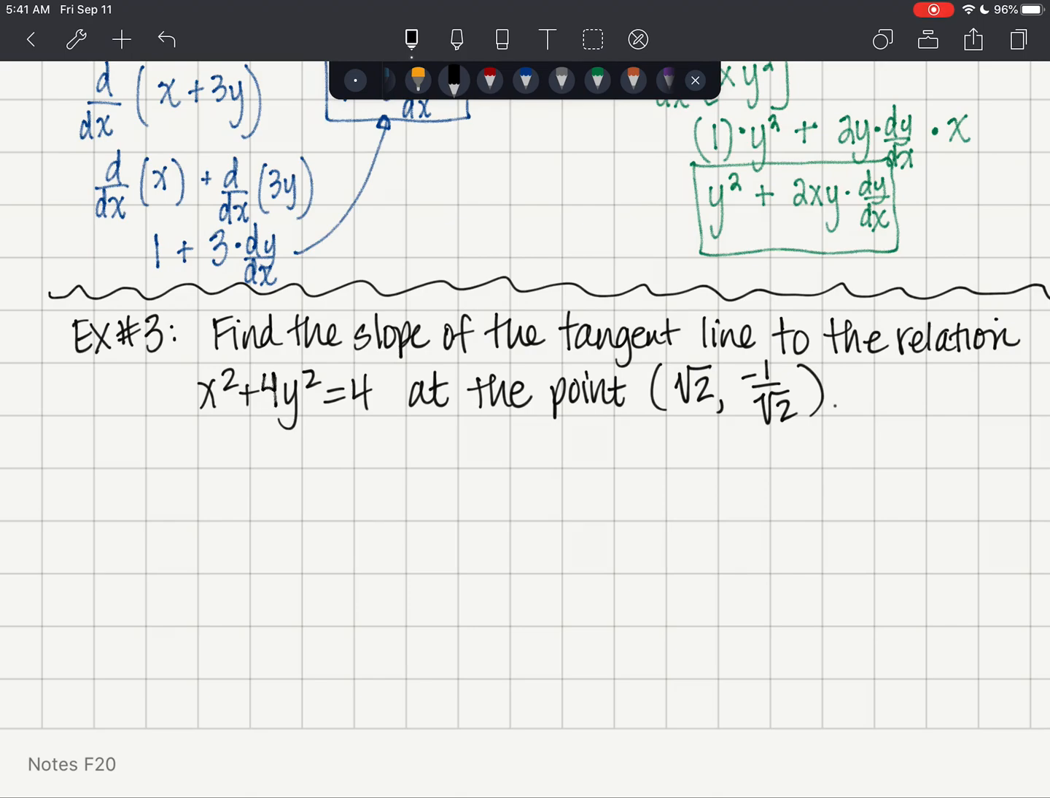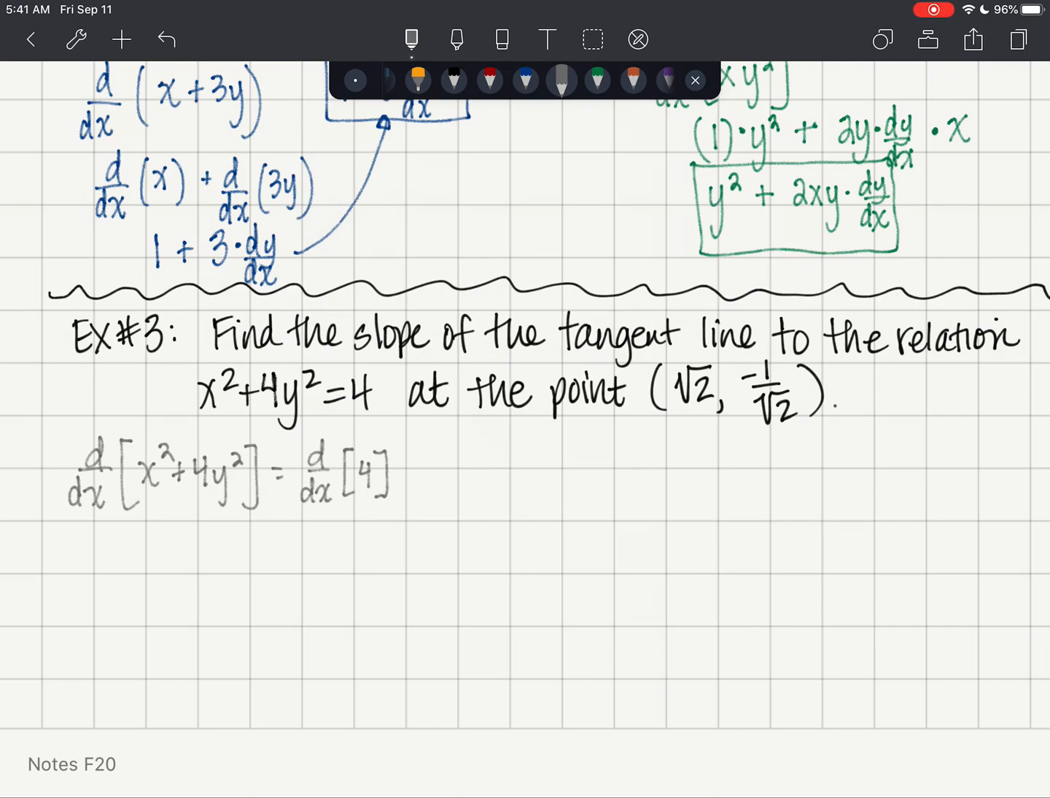We want to find the slope of the tangent line to this relation, which is a circle. Now, think about this. It's actually an ellipse, but it's circular, so it's a relation, not a function. Find the slope of the tangent line. So remember, slope is derivative, so we have to find the derivative of this equation with respect to x. I'm going to find the derivative with respect to x of the left side and the derivative with respect to x of the right side.